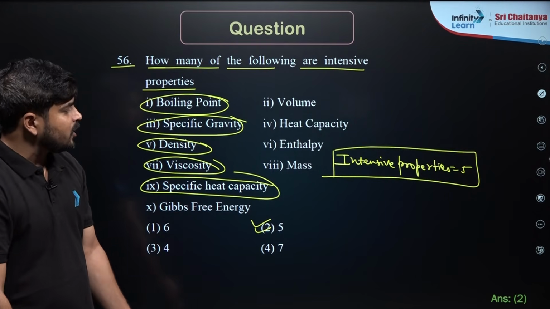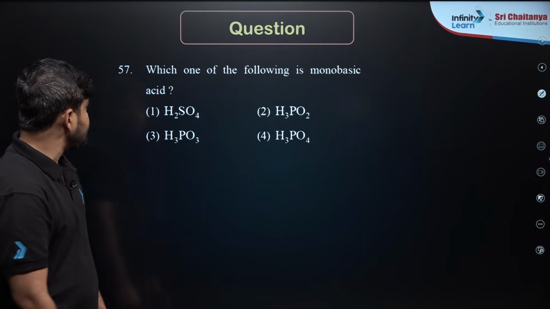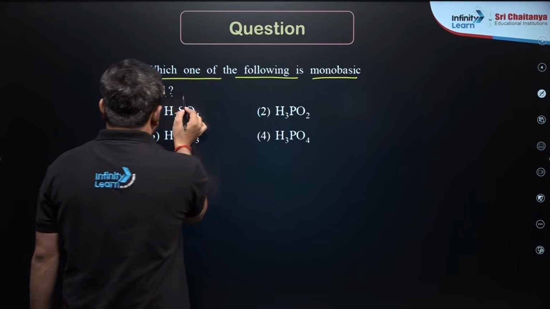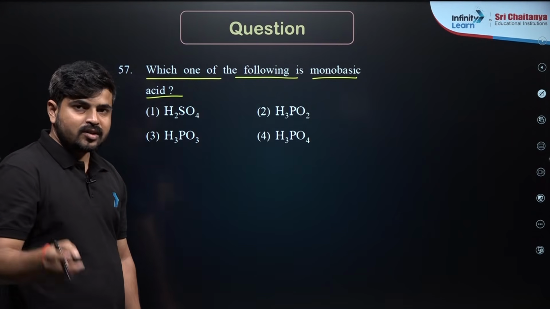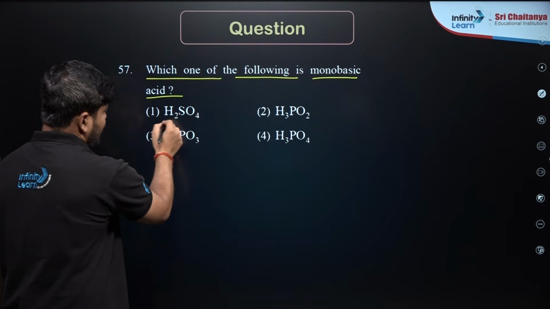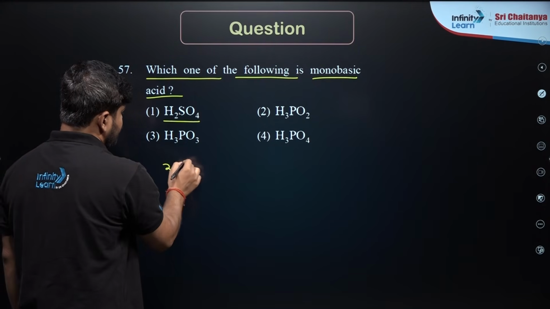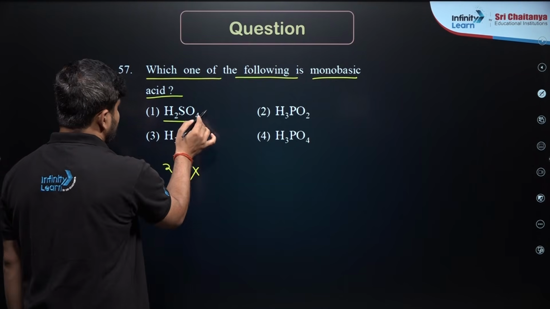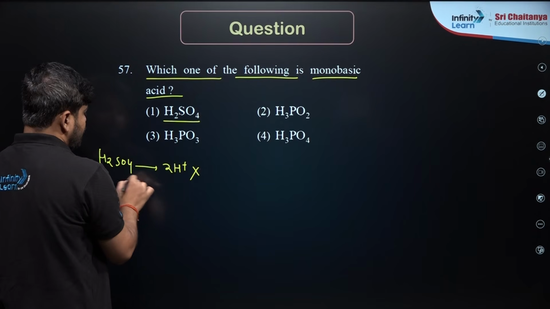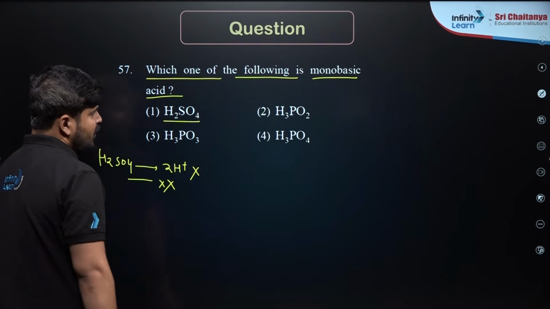Now I am coming to the next question. See the next question here. Which of the following is a monobasic acid? They are asking which one is the monobasic acid. So for that, what we can do, H2SO4. H2SO4 is going to provide 2H+. So this is not a monobasic acid.